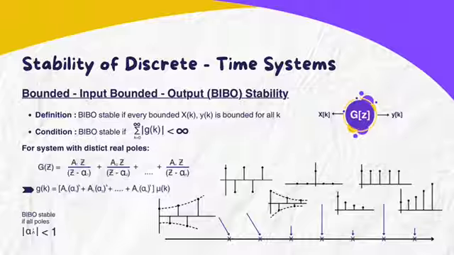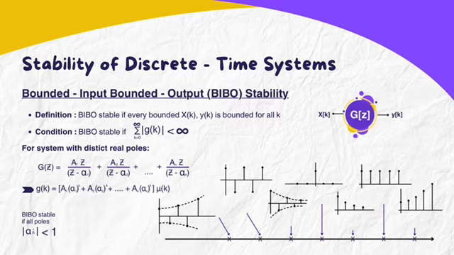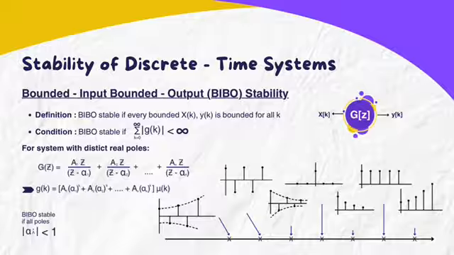For systems with distinct real poles, the system function in the z-domain is given as a sum of partial fractions. G(z) is equal to a1 times z over z minus alpha 1, plus a2 times z over z minus alpha 2, and so on, until an times z over z minus alpha n. The inverse of this, in the time domain, gives the impulse response.